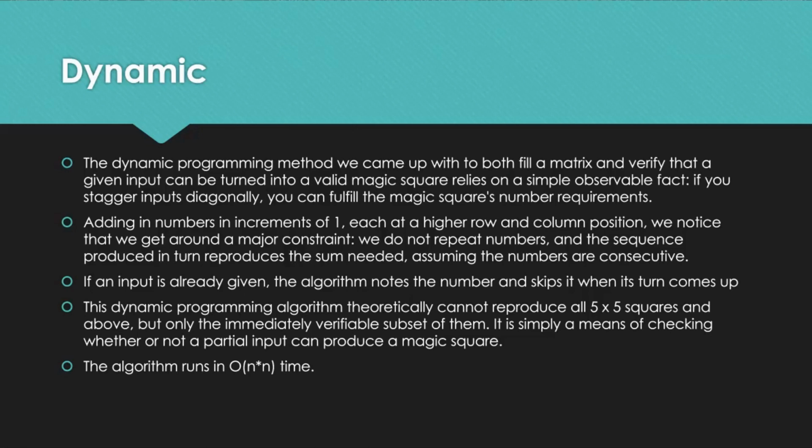And the algorithm runs in n-squared time. It was written here as n by n, just to emphasize that we will be doing one check for each position in the n by n matrix. So it is one operation for each availability, and there are n-squared positions.